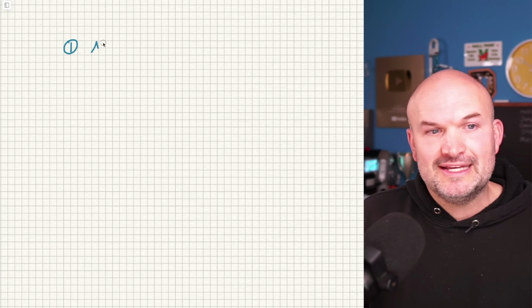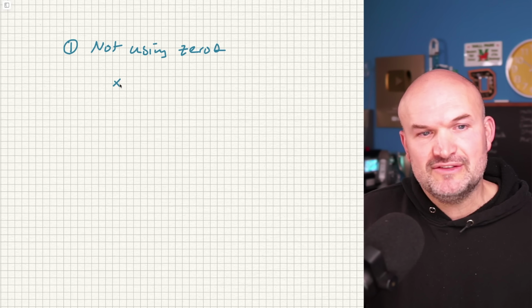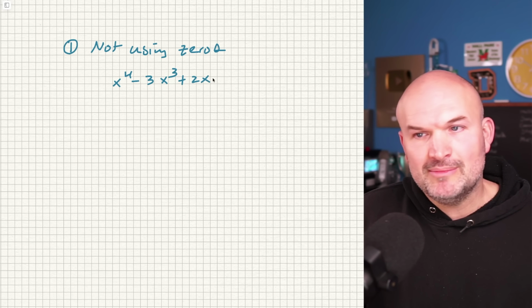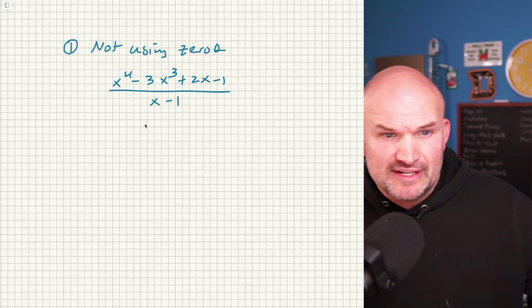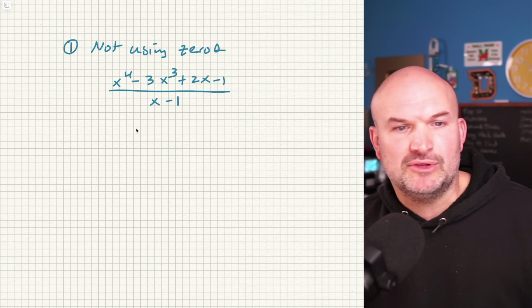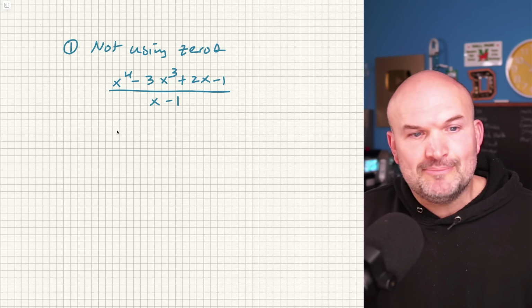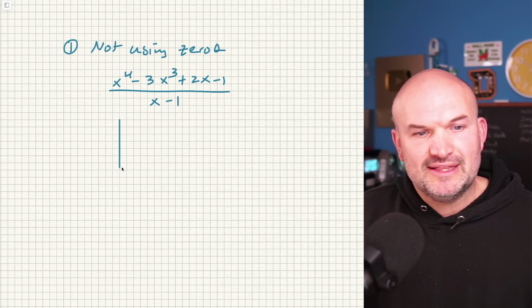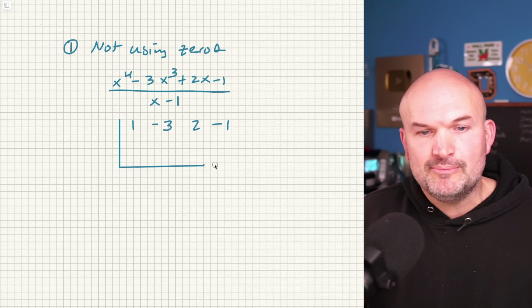All right, so the first one is not using your zeros. It's very important when you have a synthetic division problem that you are setting up, and let's give you a generic problem. I'm not going to actually work through the synthetic division algorithm. I'll have some videos linked in the description down below that you can check out if that's what you're looking for. But it's very important when we set up the synthetic division algorithm, we're going to create this nice little synthetic division box, and we're going to take the coefficients of our dividend here, and then we're going to take our divisor and put it on the outside.